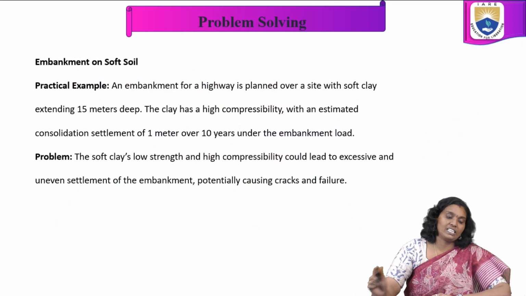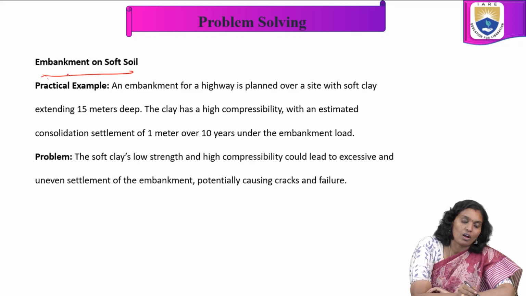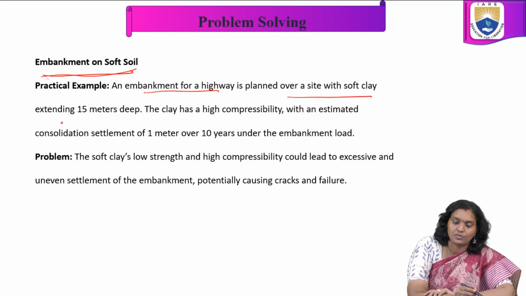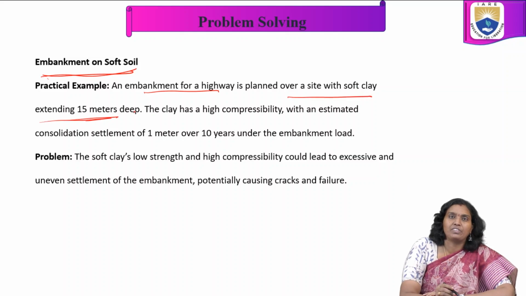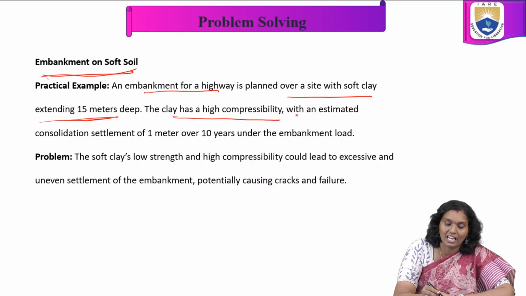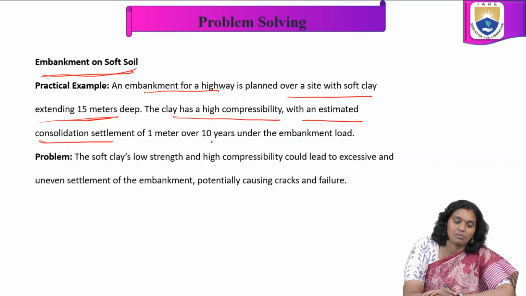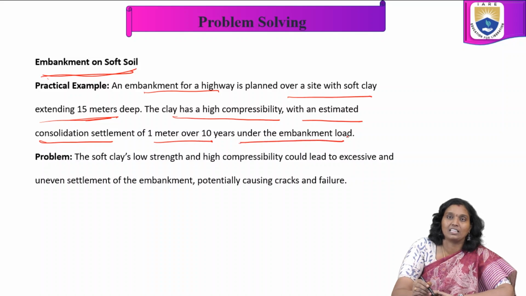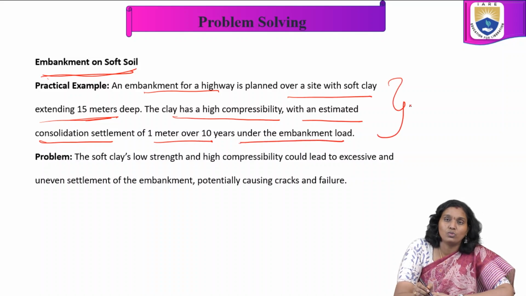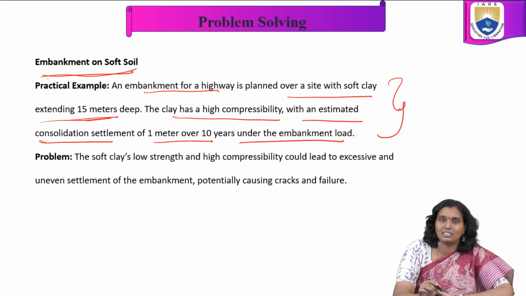And one more is embankment on soft soils. An embankment for a highway is planned over a site with soft clay extending 15 meters deep. The clay has high compressibility with an estimated consolidation settlement of 1 meter over 10 years under the embankment road. So these are the numerical values. We are understanding this practical example.